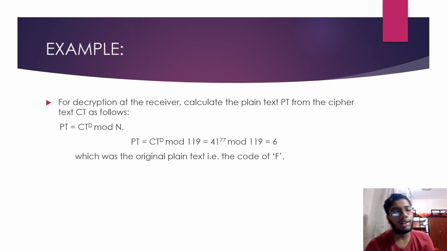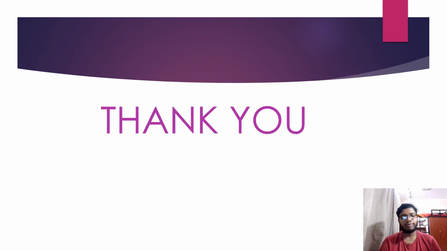Now coming to the decryption part. For decryption at the receiver, we calculate the plaintext PT from the ciphertext CT as follows. The equation used is PT is equal to CT to the power D mod n. So calculating, we get PT is equal to 41 to the power 77 mod 119, which is equal to 6, which was the original plaintext, that is the code of F. Thank you.